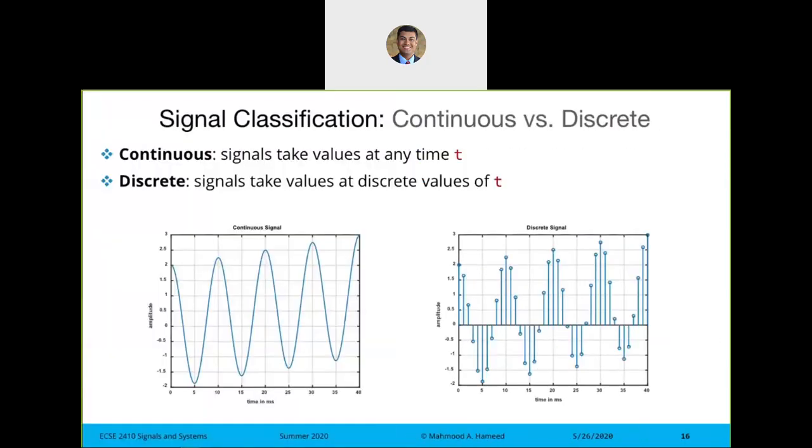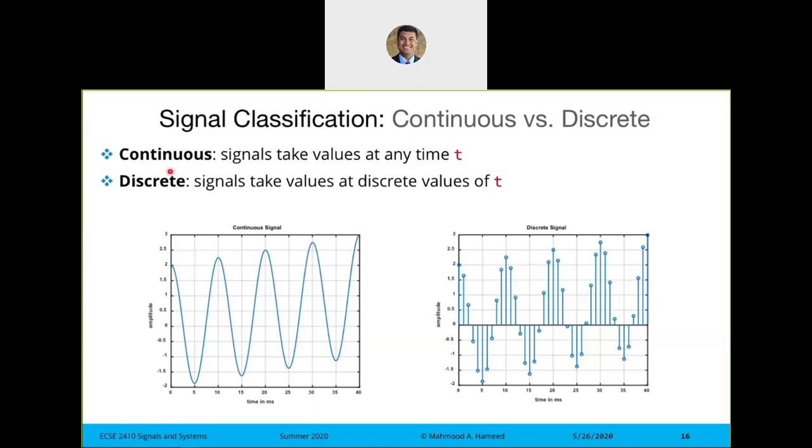Let's take a look at some signal classification. One way to classify the differences between signals is to classify them as continuous signals and discrete signals. Continuous signals are shown on the left here. A discrete signal is shown on the right here. All I did was select, sample, pick out certain values of my continuous signal, and I represented the same signal as a discrete sequence of values in a discrete signal.